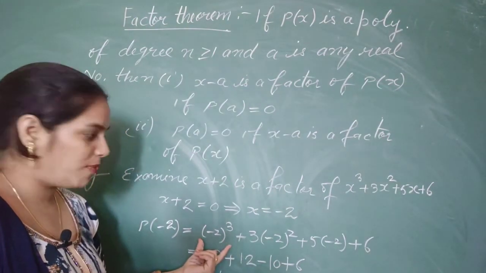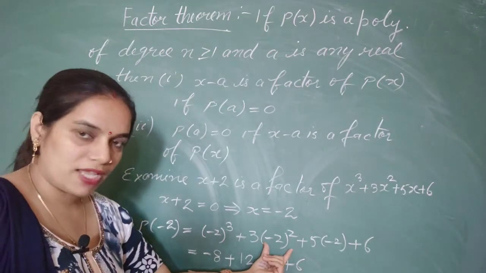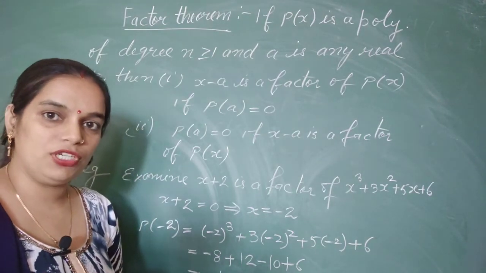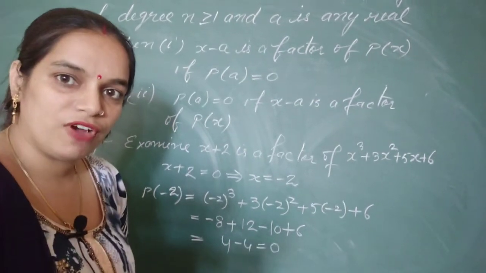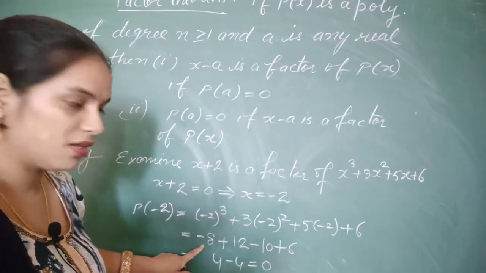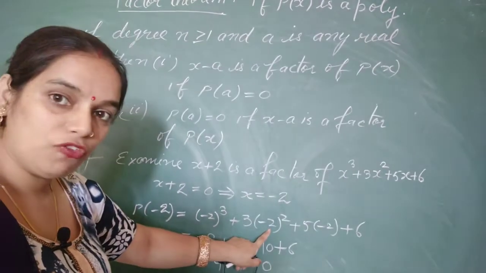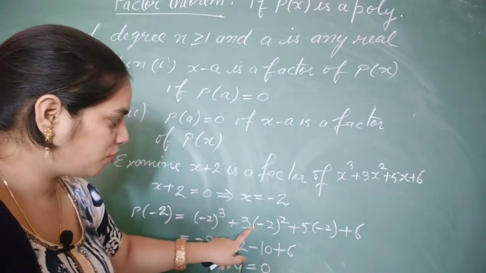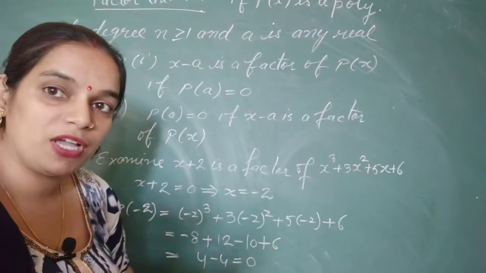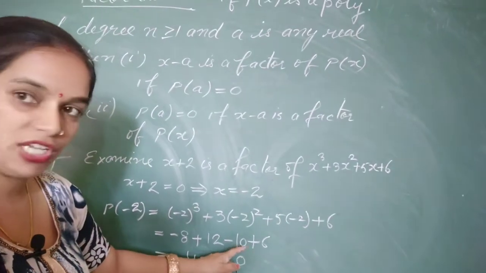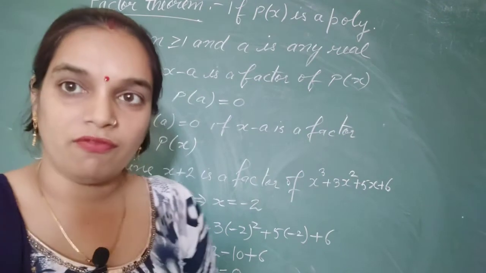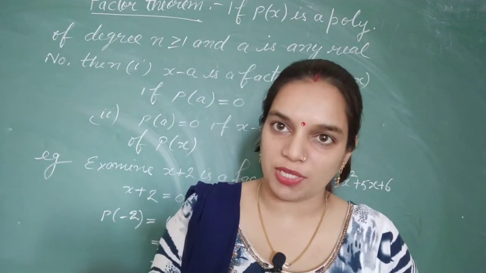There is a cube of minus 2, square of minus 2, 5 into minus 2 and plus 6. Now, cube of minus 2 will be minus 8. Square of minus 2 will be 4 and 4 multiplied by 3 will be 12 here. Now, if we multiply 5 by minus 2, we will get minus 10 and the last term is plus 10. Then we solve this statement. We will get at the last the result becomes 0.